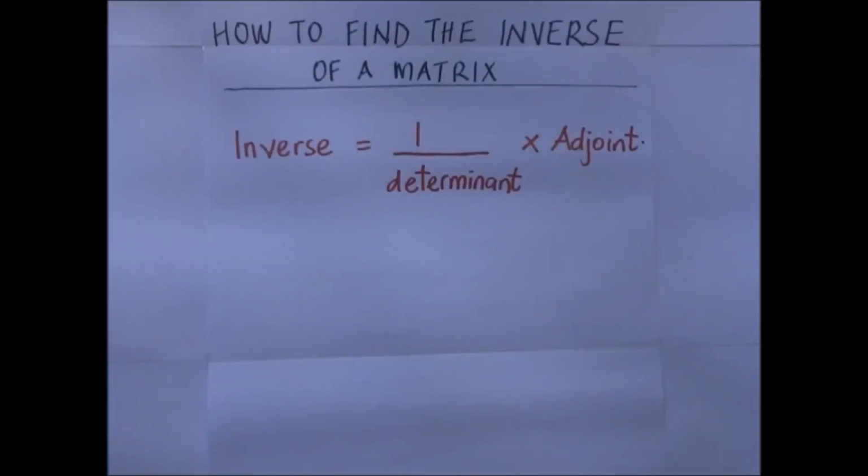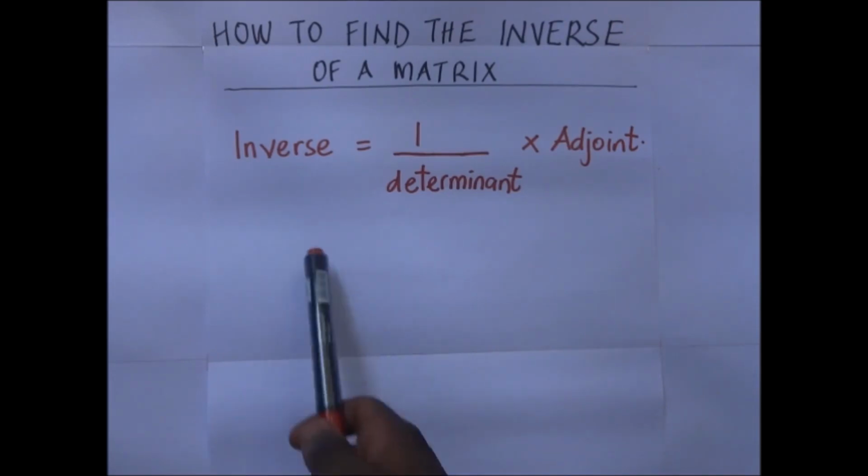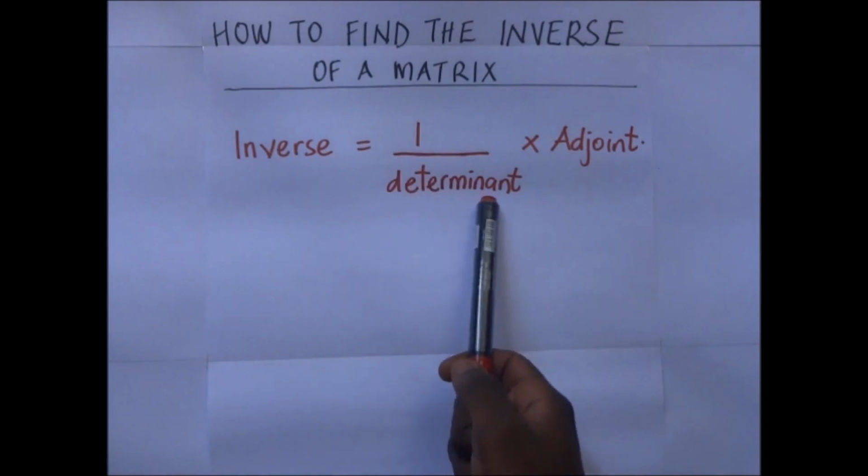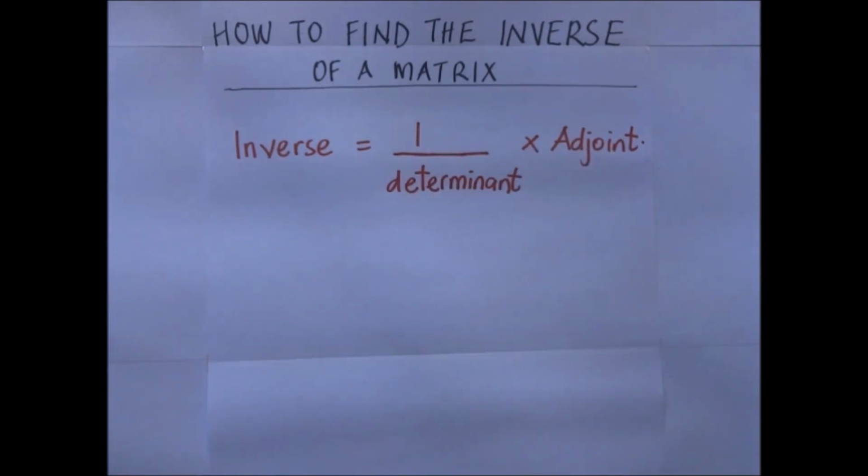How to find the inverse of a matrix? When we are asked to find the inverse of a matrix, it's like they're asking us to find the reverse of a matrix. And the formula for finding the inverse of the matrix is 1 over determinant times the adjoint.